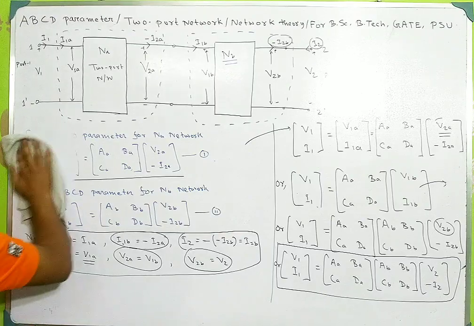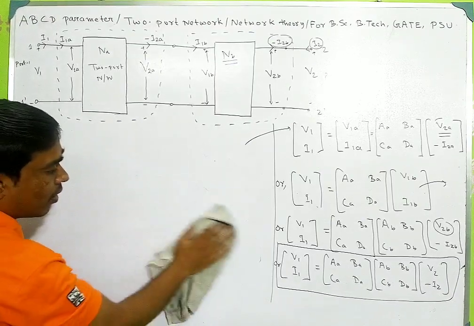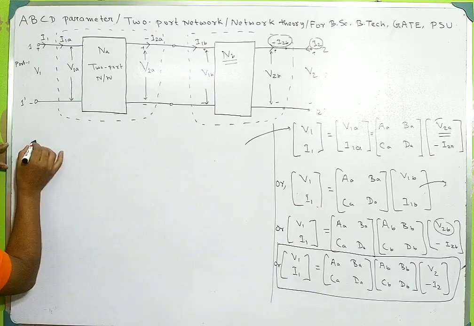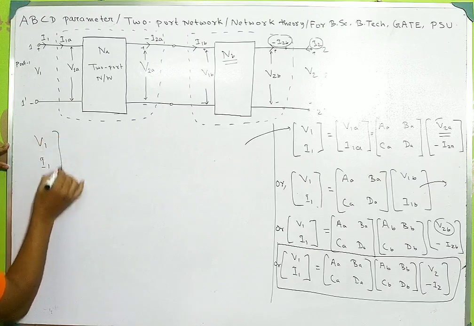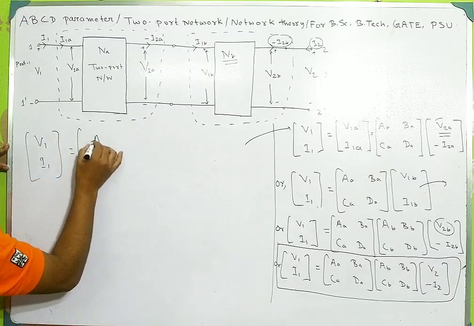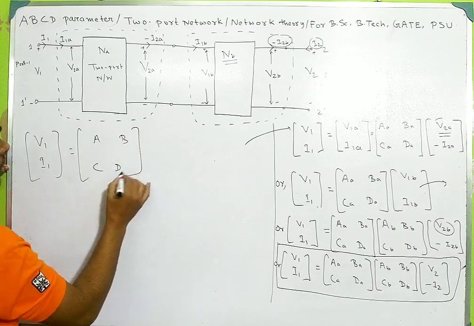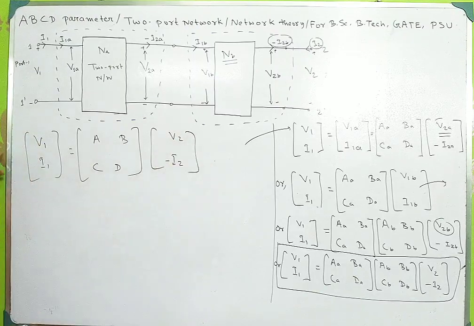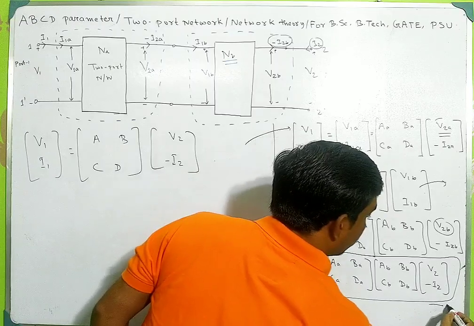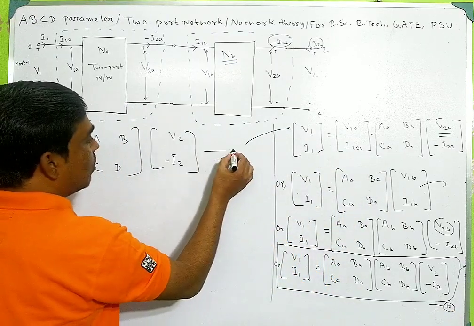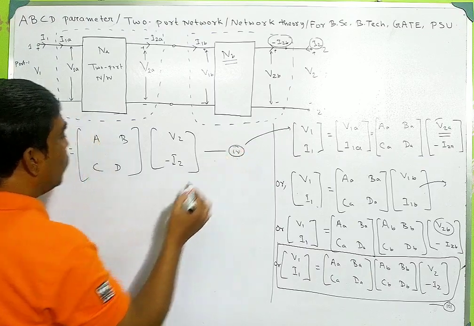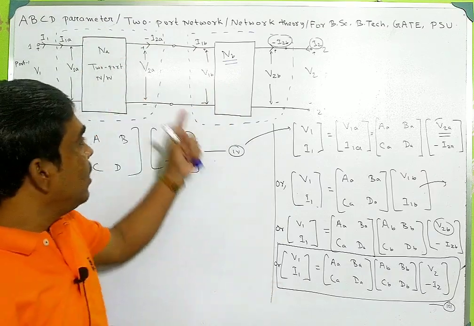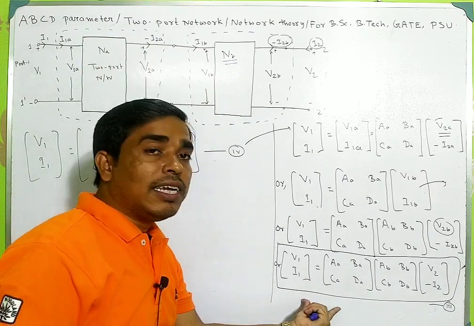So now from this equation we can write that V1, I1 can be written as A, B, C, D times V2 and minus I2. So this is equation number 3 and this is equation number 4. So this is the ABCD parameter of the total cascading network, and I have proved that the ABCD parameter of the cascading network is given by this.